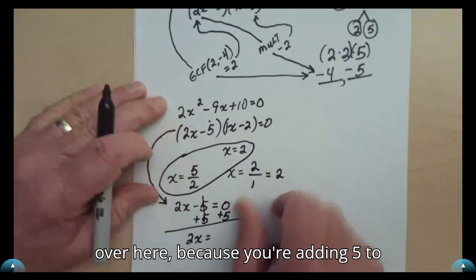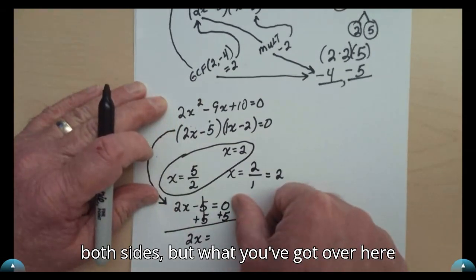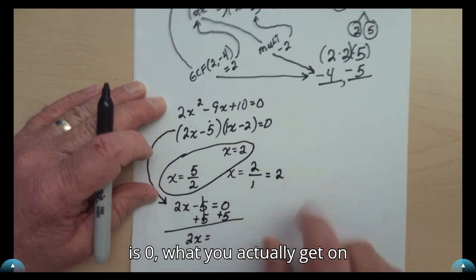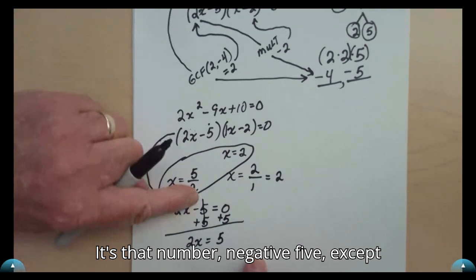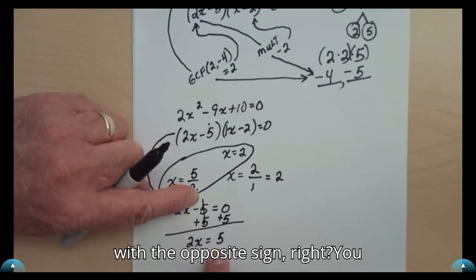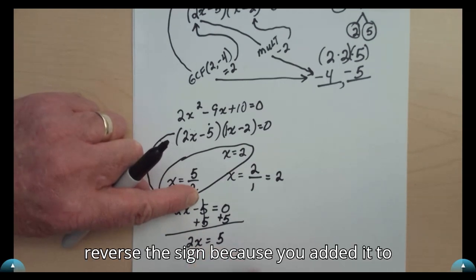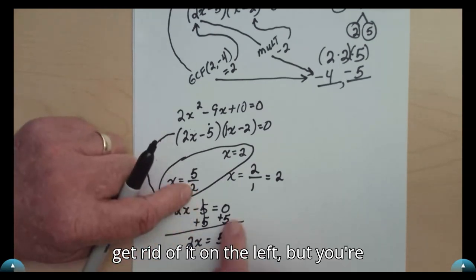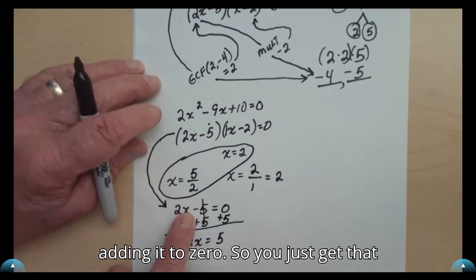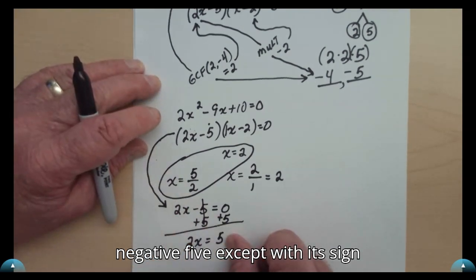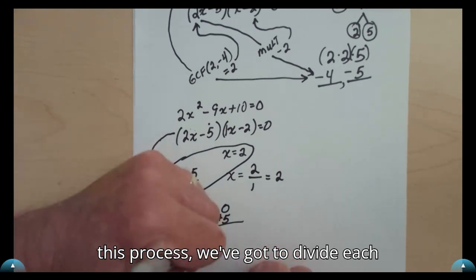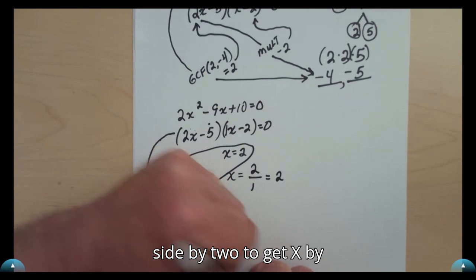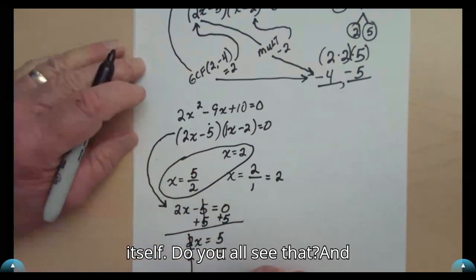Now notice over here, because you're adding 5 to both sides, but what you've got over here is 0, what you actually get on the right-hand side, y'all look, it's that number, -5, except with the opposite sign, right? You reverse the sign because you added it to get rid of it on the left, but you're adding it to 0. So you just get that -5 except with its sign reversed. And of course, at the end of this process, we got to divide each side by 2 to get x by itself. Do y'all see that?